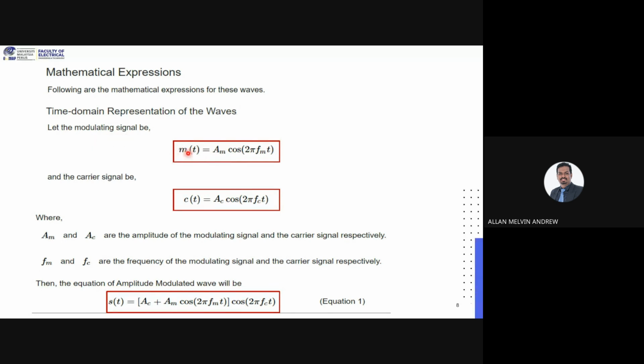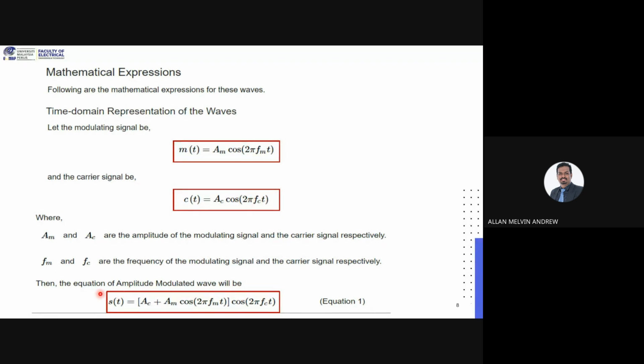Let's say m(t) equals AM cos 2 pi fm t. This is for the waveform, and the carrier signal, C for carrier, is c(t) equals AC cos 2 pi fc t. AC means the amplitude of the carrier signal, and AM means the amplitude of the modulating signal. Here you can see the frequency fm, and the carrier signal frequency is fc t. That's for the first thing.